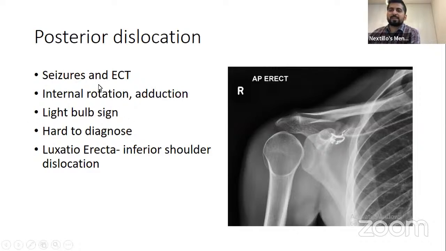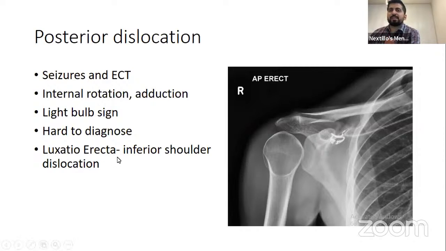Now, the light bulb sign is seen in these types of dislocations. If you can see here, this humeral head, which is rotated internally, will look just like a light bulb, and that is why this is known as the light bulb sign. So this is an important sign in posterior dislocation of the shoulder. These injuries are hard to diagnose, and again, the treatment of choice is closed reduction.